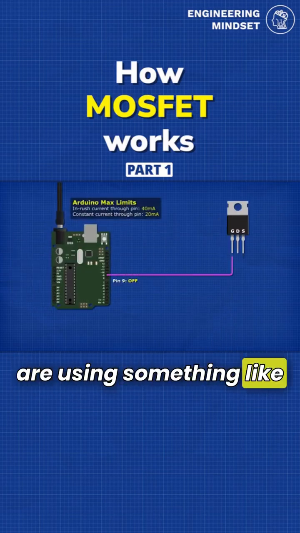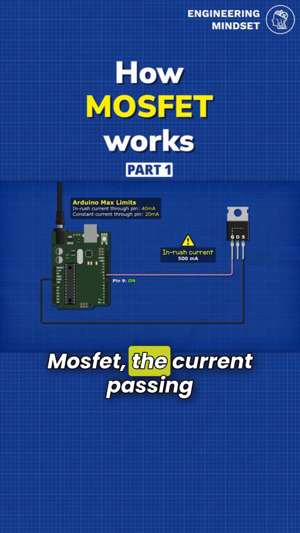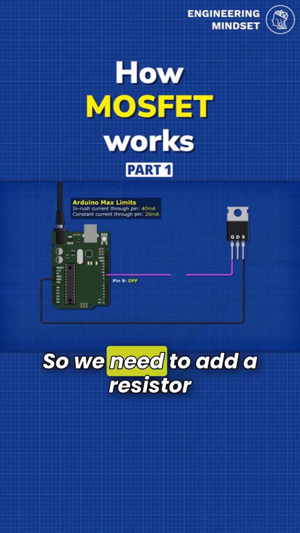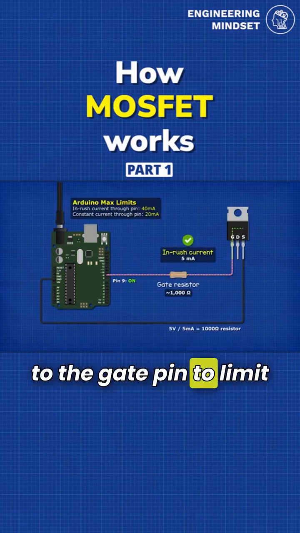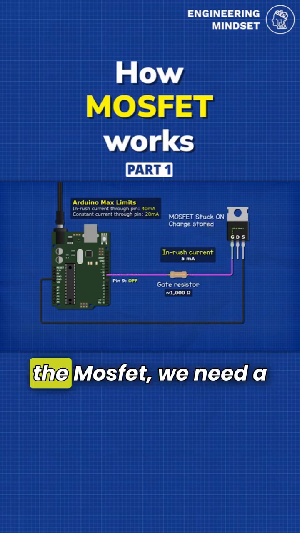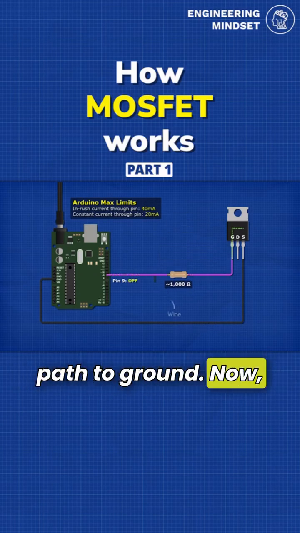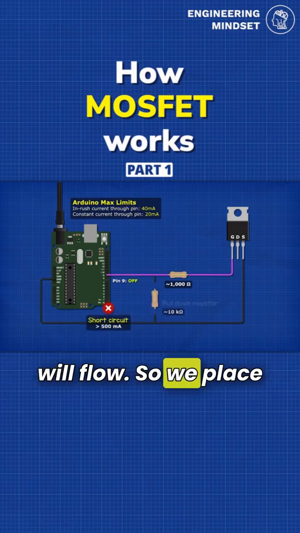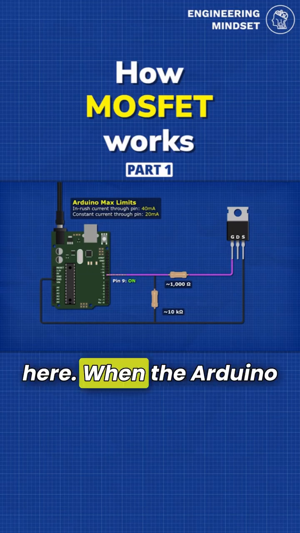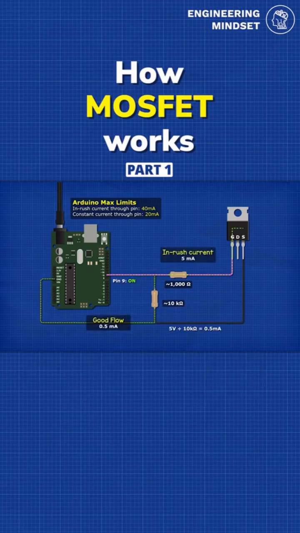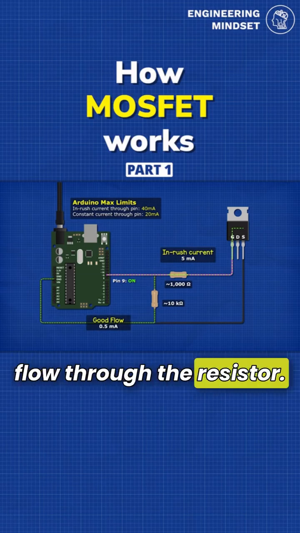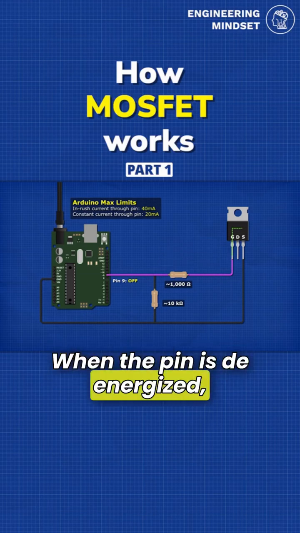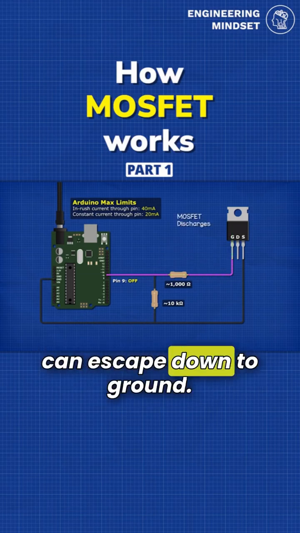If you are using something like an Arduino to power the MOSFET, the current passing through could damage or destroy the board. So we need to add a resistor to the gate pin to limit the current. To discharge the MOSFET, we need a path to ground. Now, we can't use just a wire because too much current will flow. So we place a high value resistor here. When the Arduino energizes the gate pin, a small current will flow through the resistor, but the MOSFET gate pin receives the full voltage. When the pin is de-energized, the stored electrons can escape down to ground.